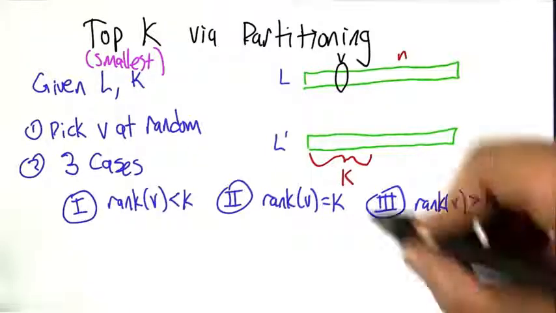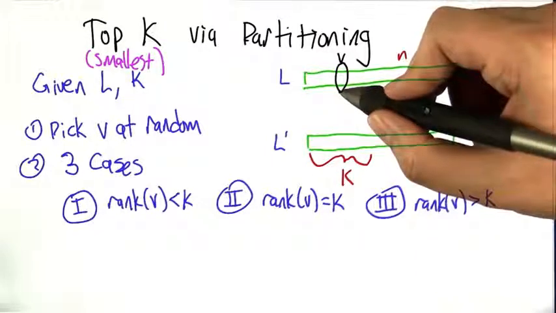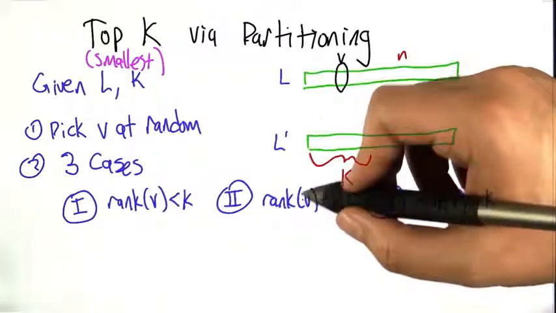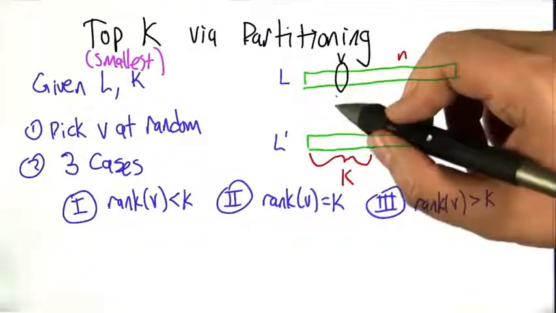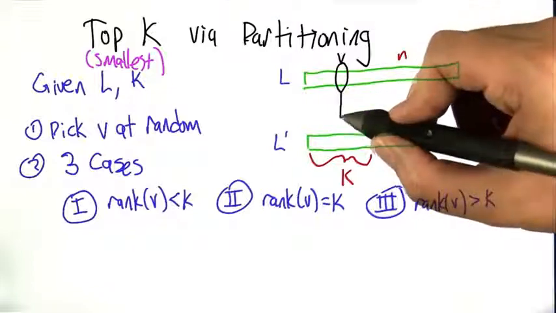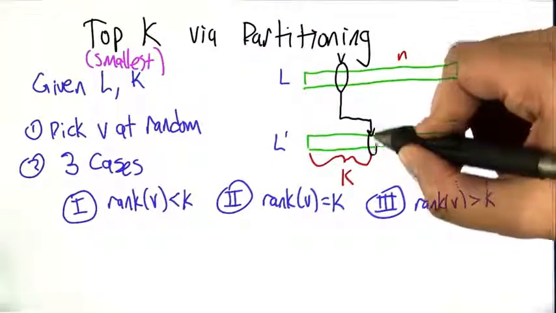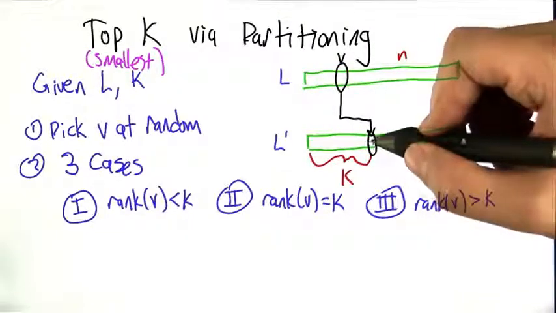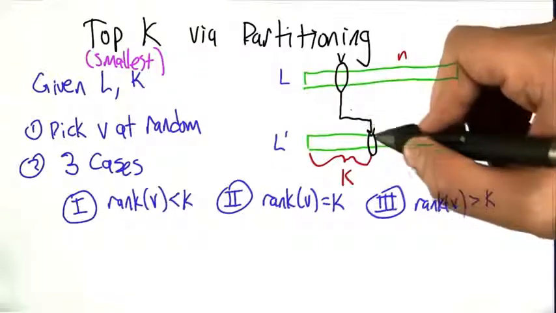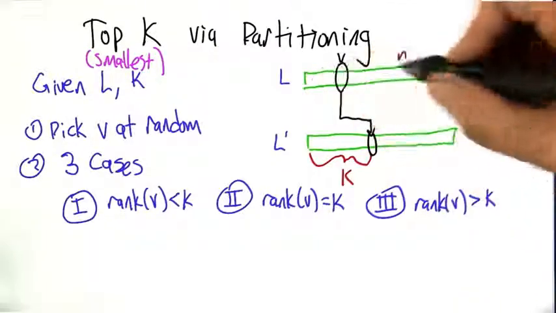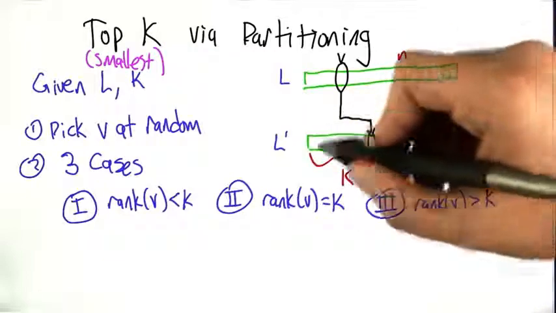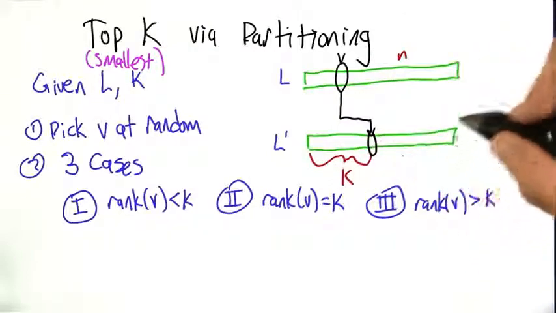So we're going to look first at this case 2 because that's the super duper easy one. So in this case 2, we picked some V at random, and it just so happens that we totally lucked out and the rank of V is exactly K. So what happens when we run partitioning on that value V is it's going to separate all the values of L into the ones smaller than V, equal to V, and greater than V.